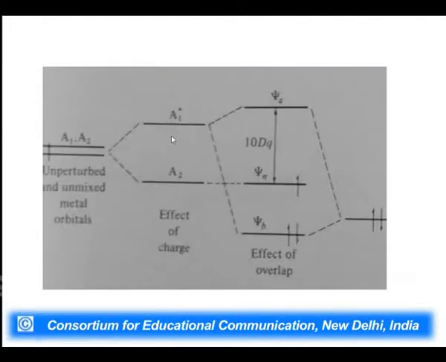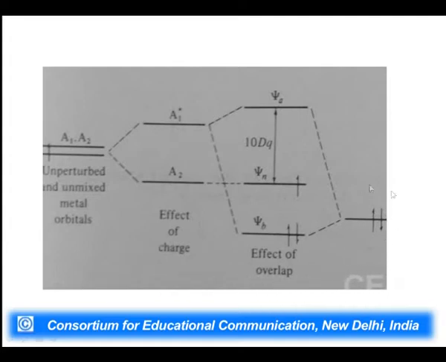See here. What has happened is that these are the unperturbed, unmixed metal orbitals. Let us say they have energies A1 and A2, and they are designated as these atomic orbitals A1 and A2. This is the ligand atomic orbital. We'll later call it LGO, but for the time being we can just call it a ligand orbital.